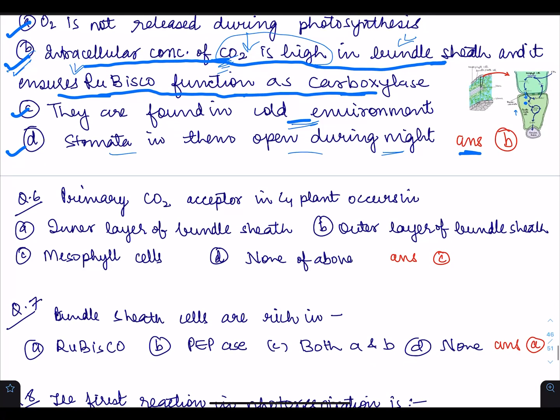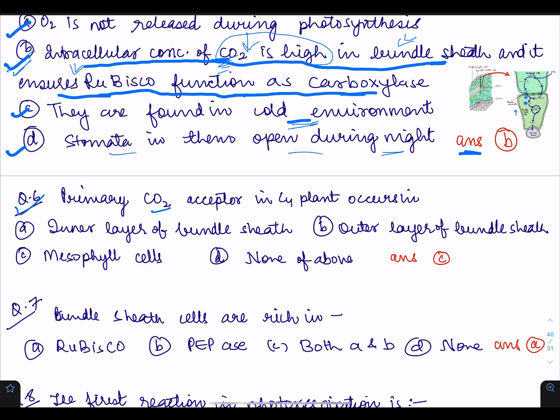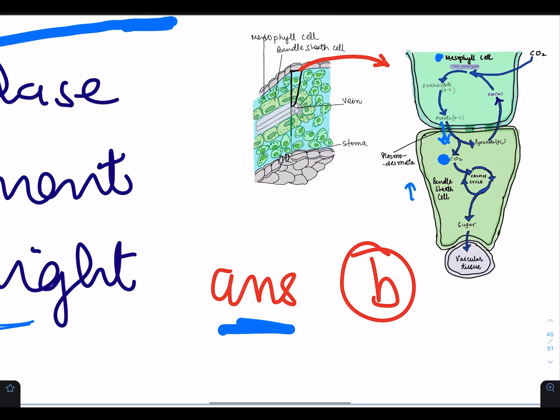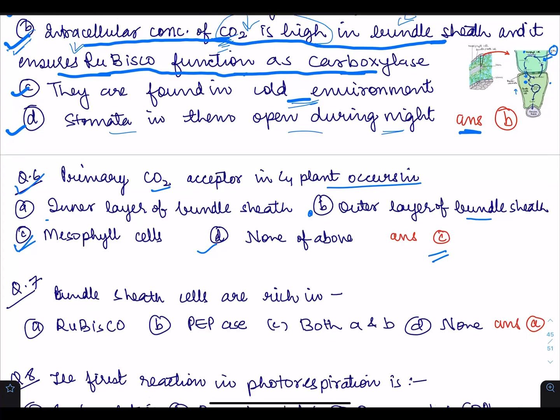Coming to question number 6. Primary carbon dioxide acceptor in C4 plants occurs in A, inner layer of bundle sheath, B, outer layer of bundle sheath, C, mesophyll cells, and D, none of the above. So our answer is C, mesophyll cells. We can see the diagram again. Mesophyll cells and the bundle sheath cells, carbon dioxide is coming here. So primary fixation is occurring in mesophyll cells. Hence our answer is C.